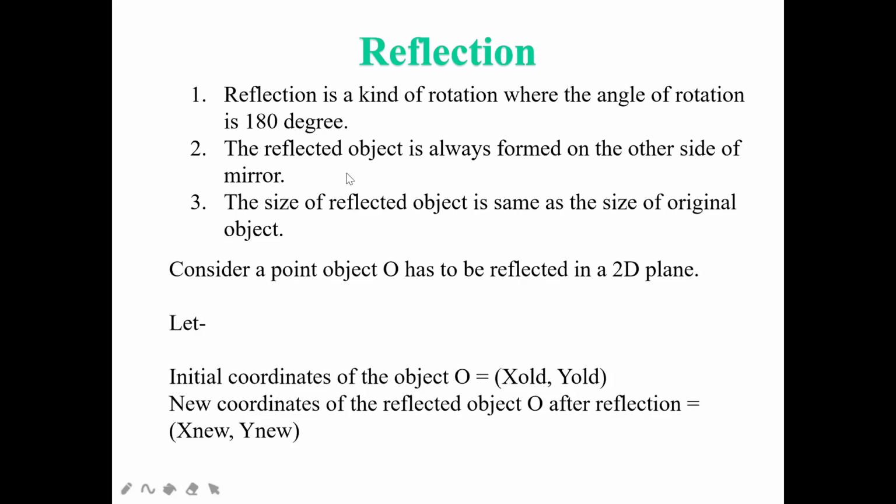And here the reflected object is always formed on the other side of the mirror. You know the reflection, how it reflects. If you keep the mirror, it's going to reflect on the other side of your mirror. That's the reason we have taken the angle value as 180 degree.